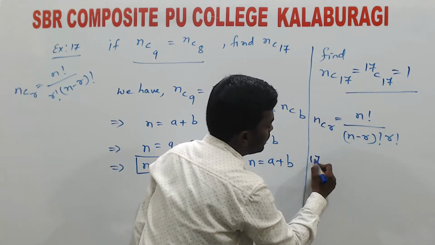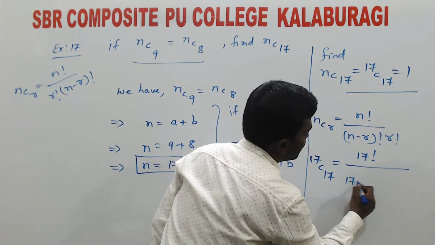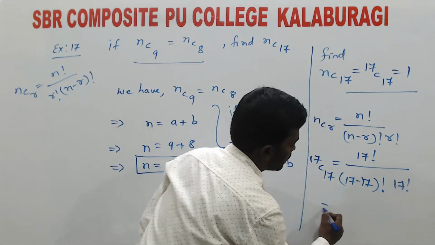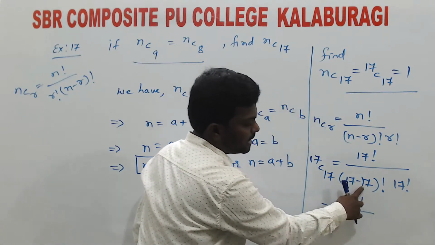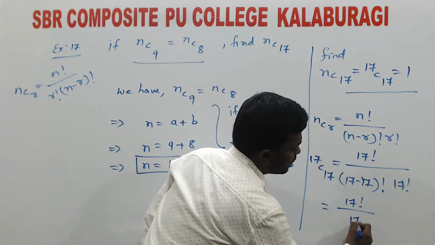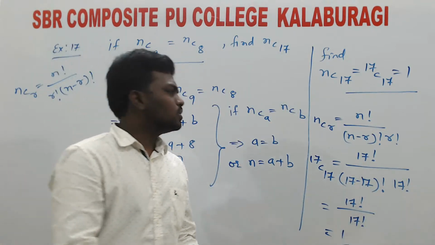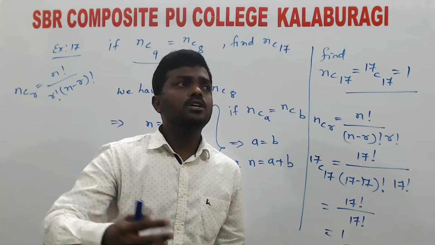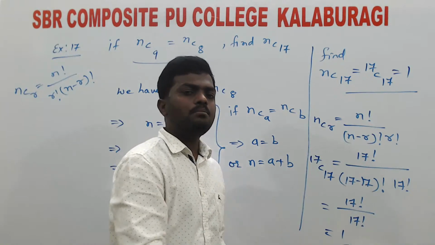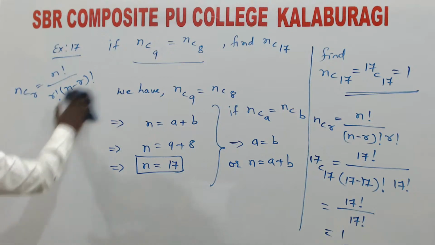Okay, so now 17C17 is equal to 17 factorial whole divided by 17 minus 17 factorial into 17 factorial. So 17 factorial, 17 minus 17 is 0. 0 factorial is 1. 1 into 17 factorial, 17 factorial, these two get cancelled. The answer is 1. So you can solve in this manner also, or wherever you can apply the properties or the formulas, use them and simplify quickly. Okay, so now let's see the next example.